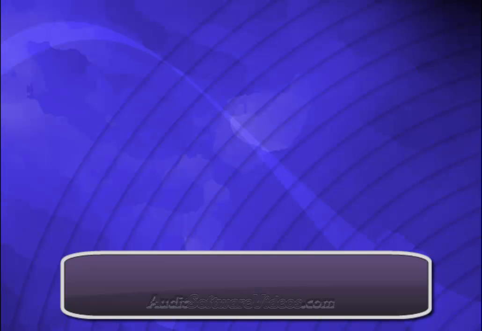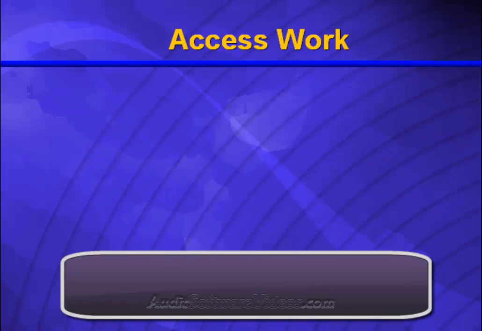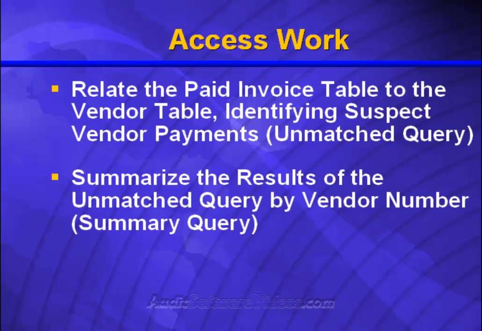In this third test, our goal is to identify vendor payments where the vendor does not exist in the vendor table. We will do this by relating the paid invoice table to the vendor table, identifying suspect vendor payments. This test is very similar to the last test. However, we will then summarize the results of the unmatched query by vendor number.